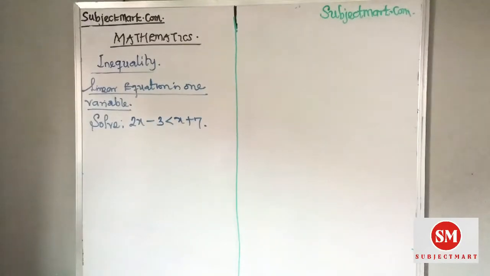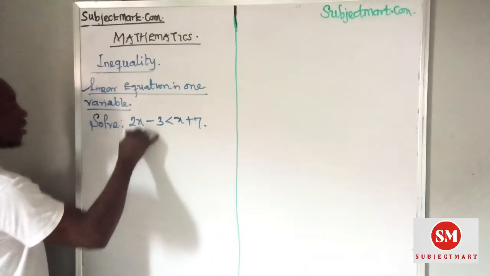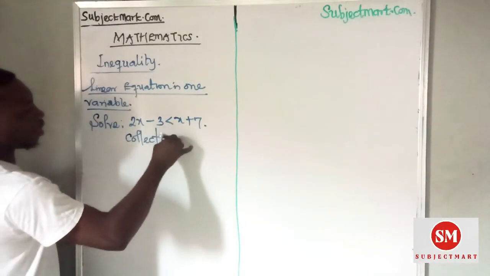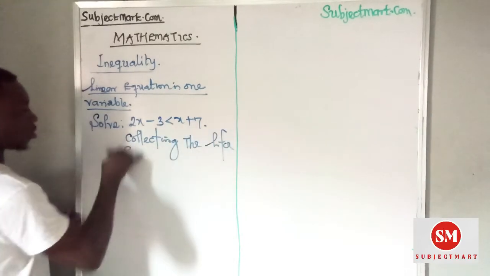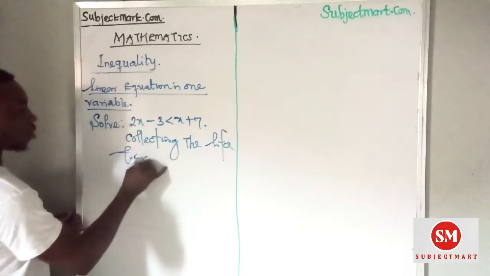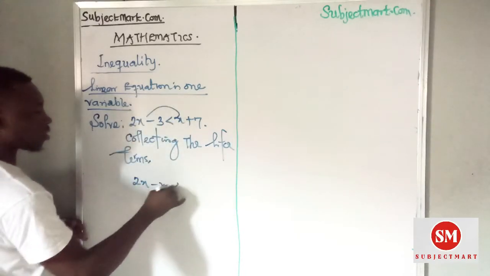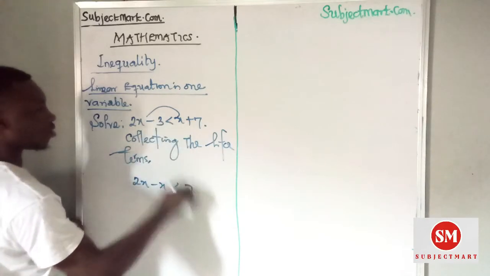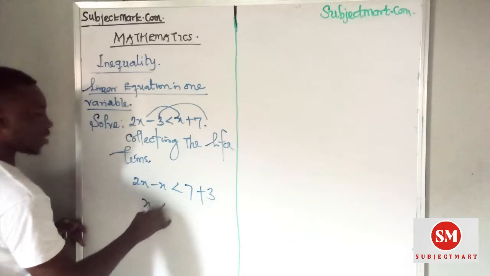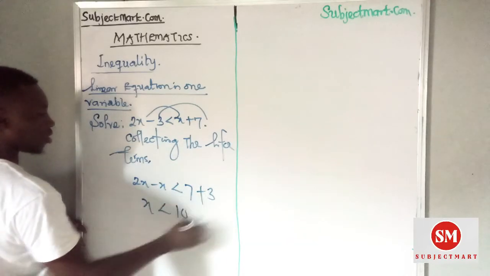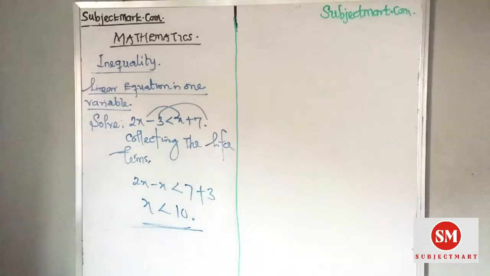Here, 2x minus 3 is less than x plus 7. So we have to use the principle of collecting like terms. This becomes 2x, this guy comes over here and becomes minus x, less than 7. This guy comes here and becomes plus 3. So x is less than 10. That is the answer to this particular inequality.